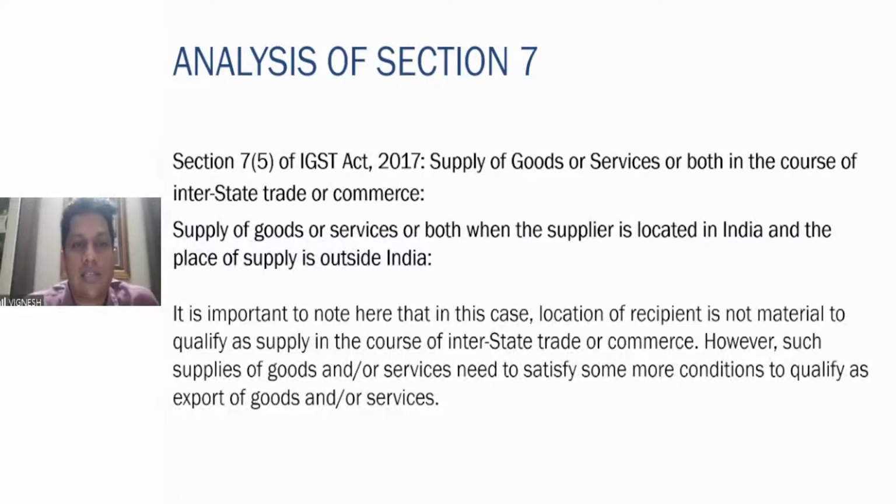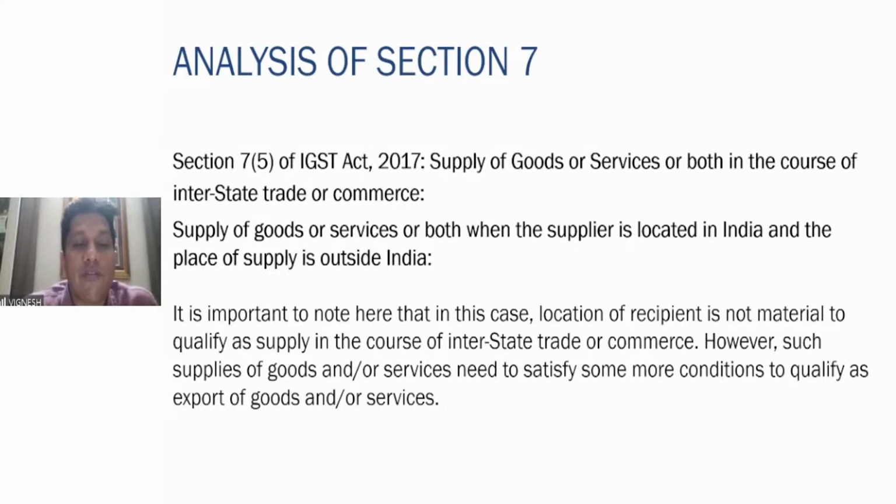Right? So again, section 7 subsection 5 speaks about the goods or services or both where the supplier is in India and the place of supply is outside India. Very important to note here that in this case, location of recipient is not relevant. In this case, place of supply is relevant. So what is place of supply? Again, sections 10 to 13 of the IGST Act will have exhaustive coverage. So whatever is the place of supply, you have to see that here.